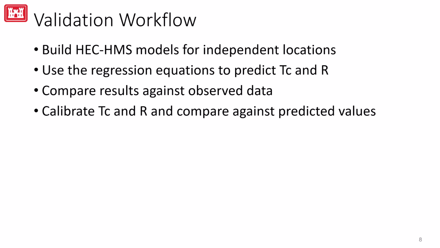Now that regression equations have been developed, their accuracy needed to be quantified using a validation process, where hydrologic model results were compared against observed data. Specifically, hydrologic models were constructed for numerous independent locations that were not included when developing the regression equations. These models were constructed and parameterized using the same process that was previously described. However, Clark-Unit hydrograph parameters were estimated using the regression equations that were developed for the specific region of interest. Additionally, the Clark-Unit hydrograph parameters were then calibrated and compared against the predicted values in a separate iteration.